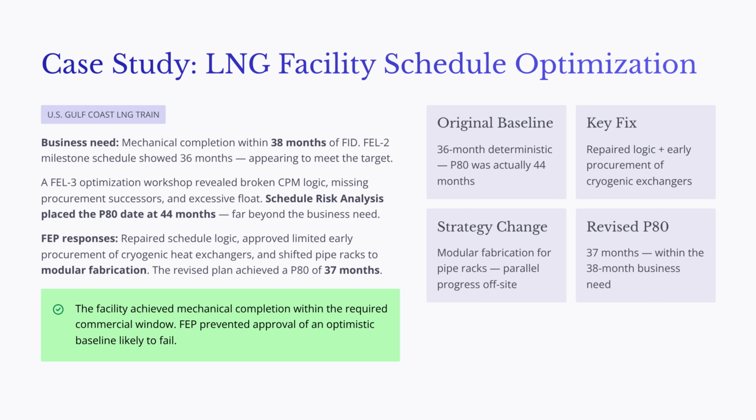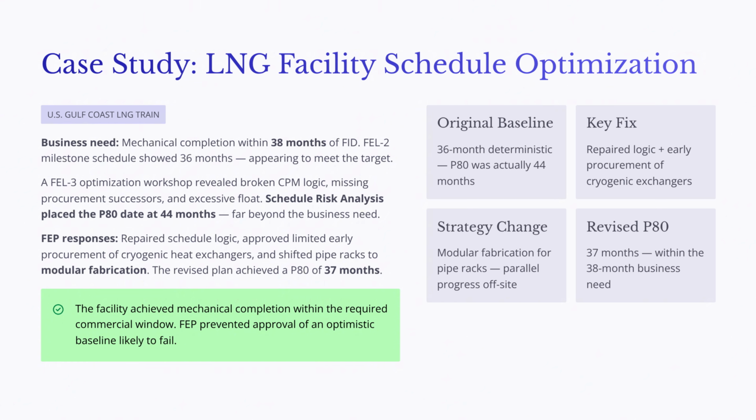When the team performed schedule risk analysis, the result was even more revealing. The deterministic 36-month schedule had a P80 completion date of about 44 months, far beyond the 38-month business need. The team responded with several front-end planning decisions. They repaired the schedule logic, approved limited early procurement for large cryogenic heat exchangers, and shifted pipe racks from traditional stick-built construction to modular fabrication.